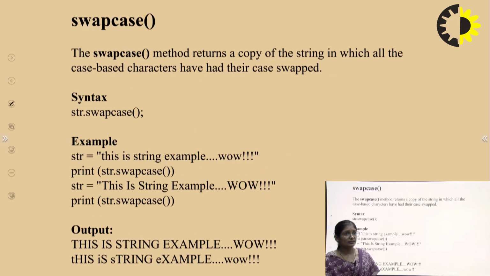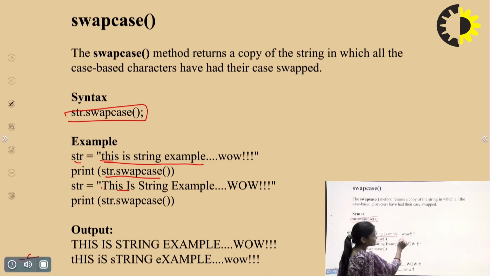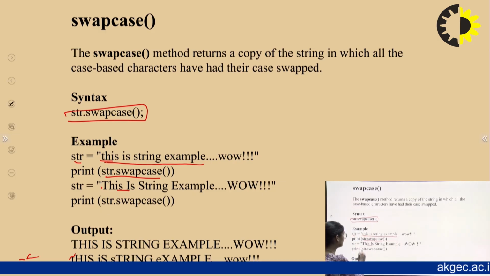Next is swapcase. The swapcase method returns a copy of the string in which all the case-based characters have had their case swapped. That is string.swapcase. The example string is "this is a string example....wow". Print string.swapcase. Now what can we do here? This is in lower case. After swapping, the whole string is in capital letters, or uppercase. All the cases are swapped.